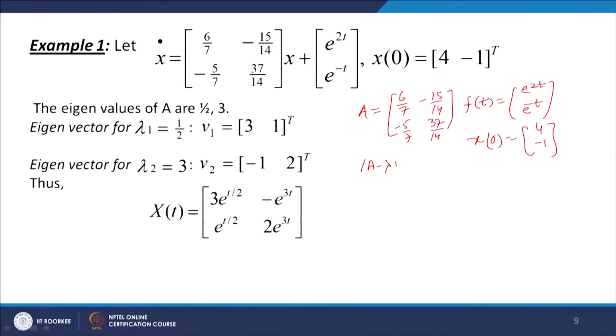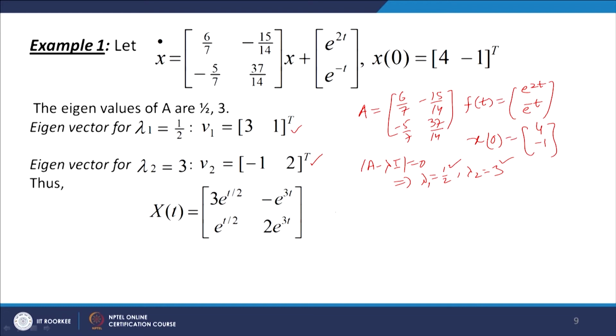Now, it is easy to see that determinant of (A - λI) = 0 gives us λ = 1/2 and λ = 3. So, let us take λ1 = 1/2, λ2 = 3. We get the two eigenvalues which are real and distinct. We can find eigenvectors corresponding to λ1 = 1/2 and λ2 = 3. Since the eigenvalues are real and distinct, the corresponding eigenvectors b1 and b2 are linearly independent.